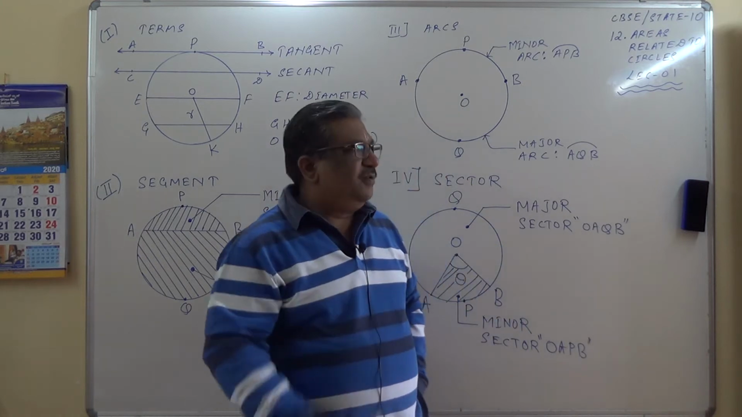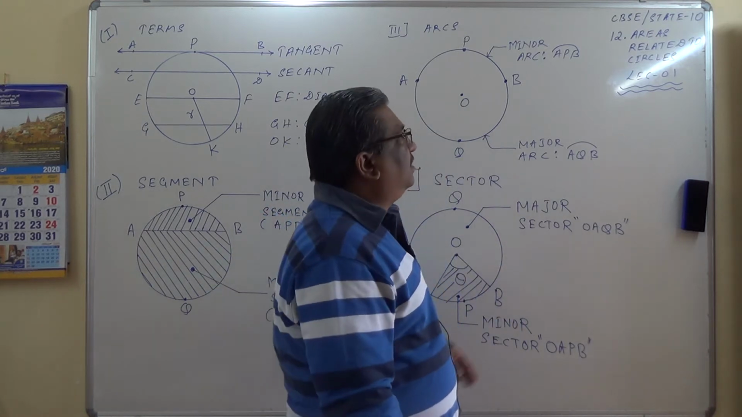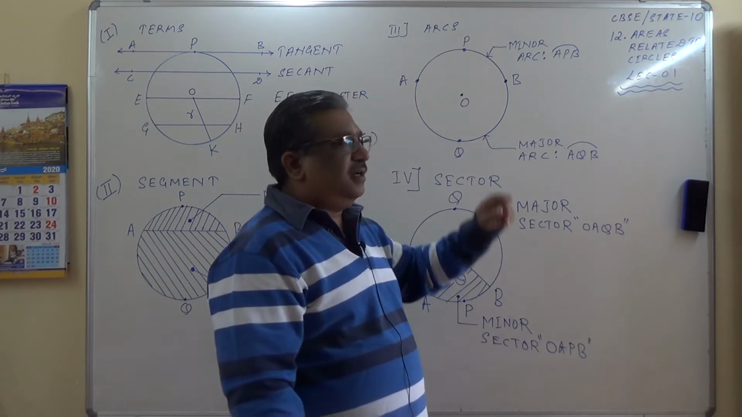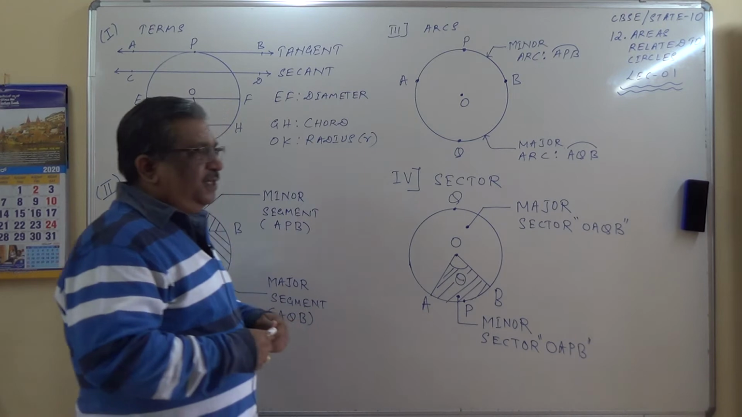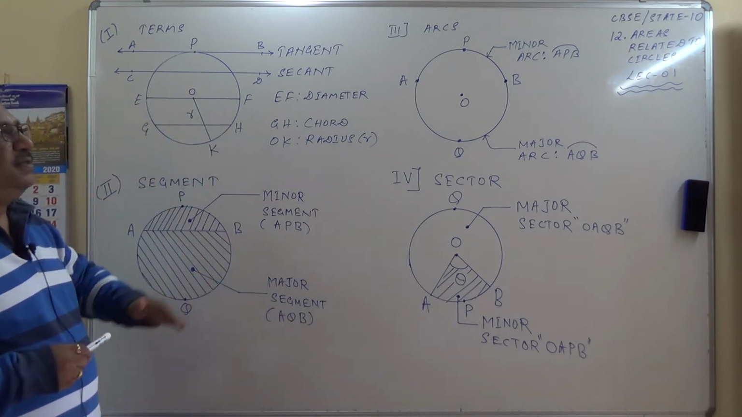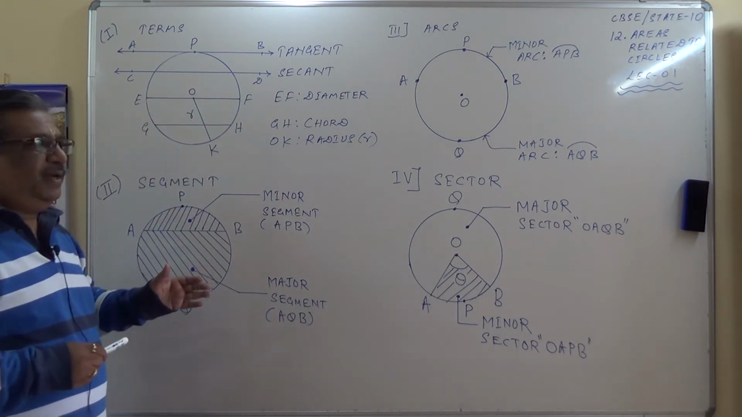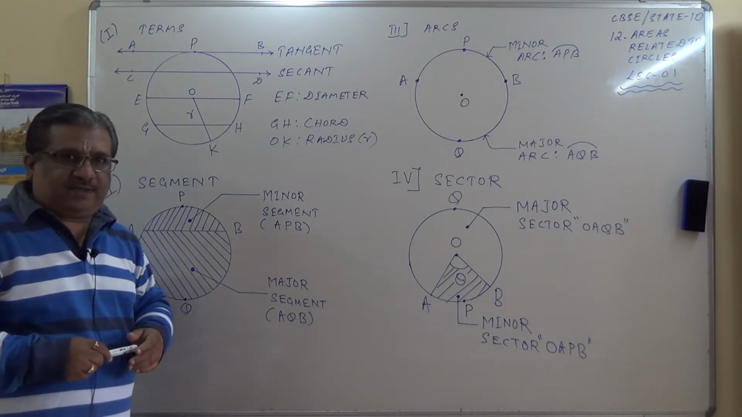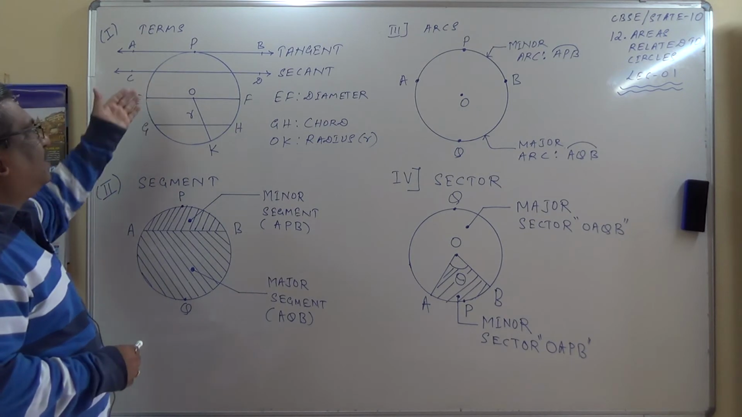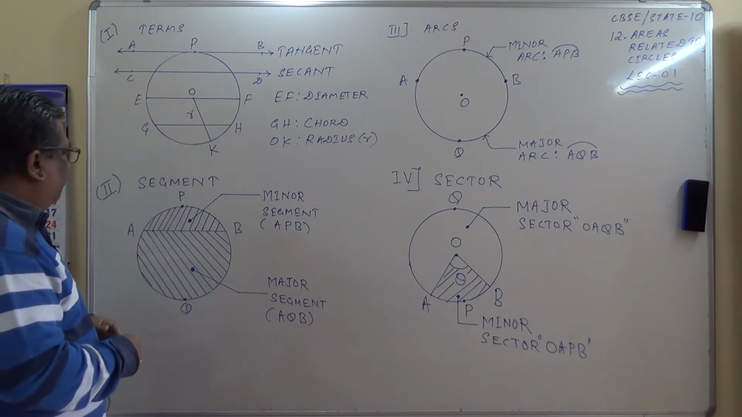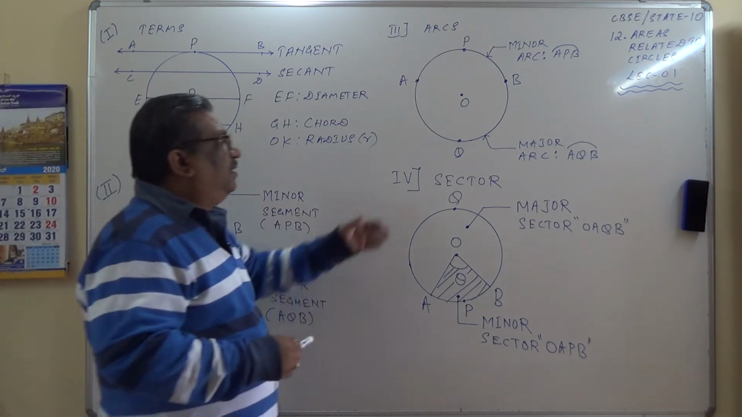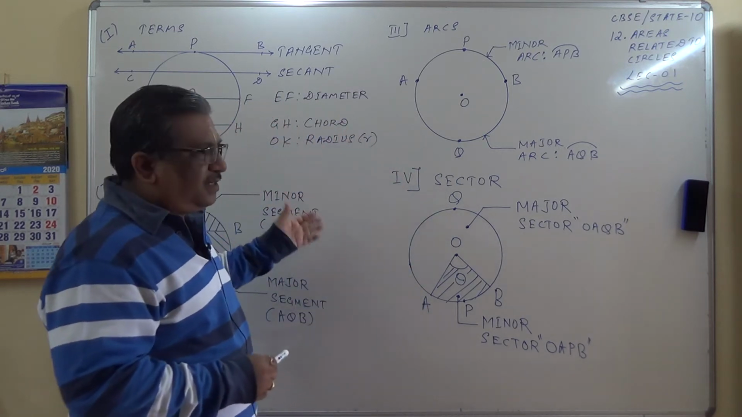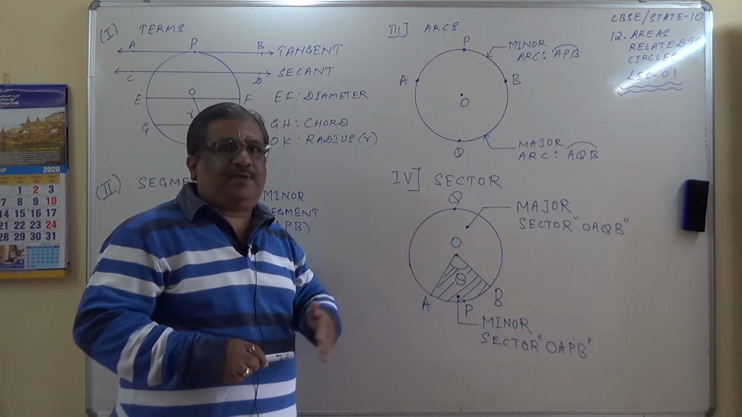We'll begin with a new chapter in mathematics, that is chapter number 12, areas related to circles, lecture number 1. Before we proceed to the areas related to circles, definitely we need to understand some terminologies associated with circles, such as the different lines that pass through the circles, then the segments, then the arcs, then the sectors. So if we understand these things, it would be easier to proceed further.